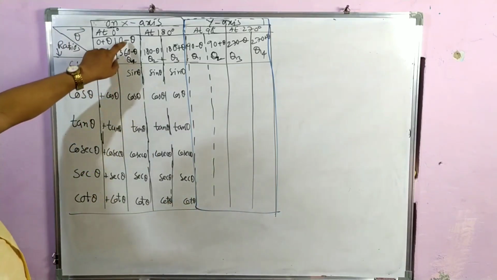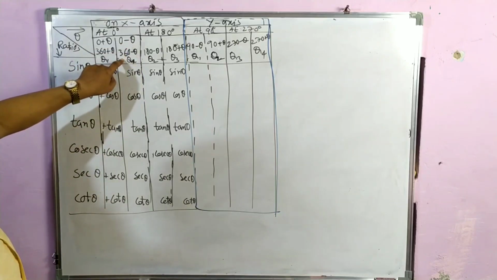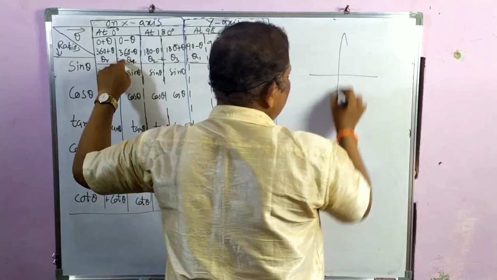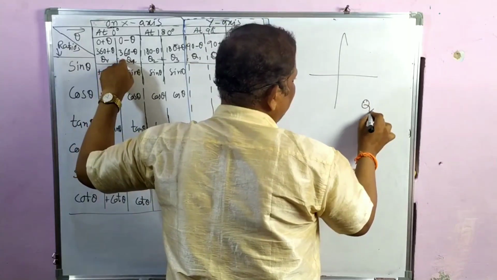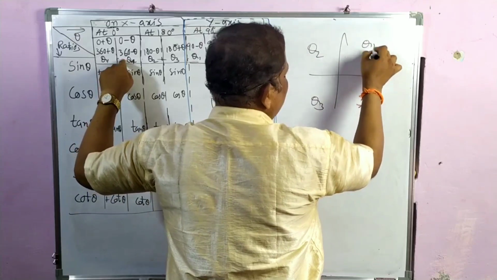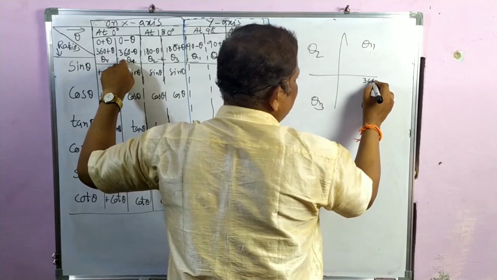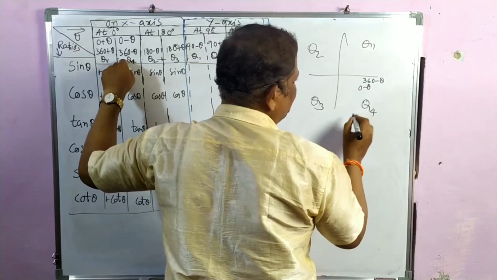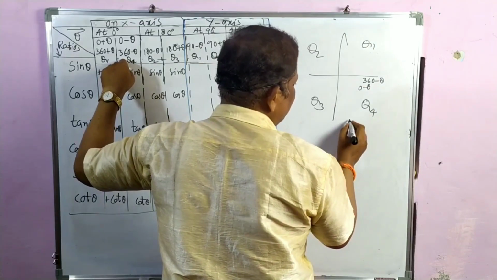So this is falling 0 minus theta or 360 minus theta, which is the fourth quadrant. In the fourth quadrant, what ratios do we have? That I want to know. So 360 minus theta, 0 minus theta, fourth quadrant, what are they?